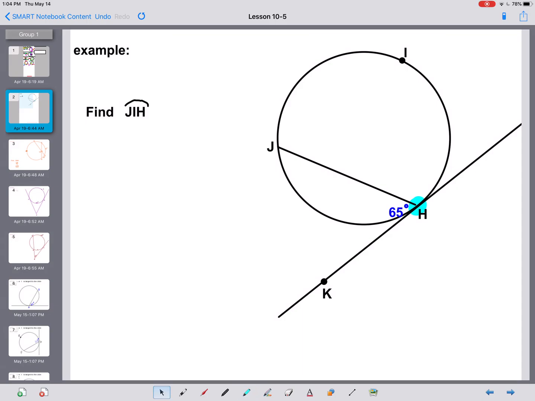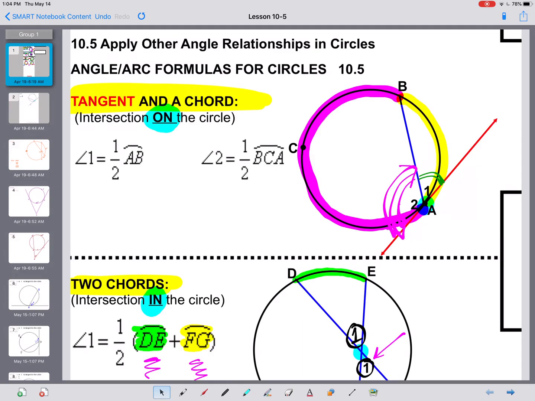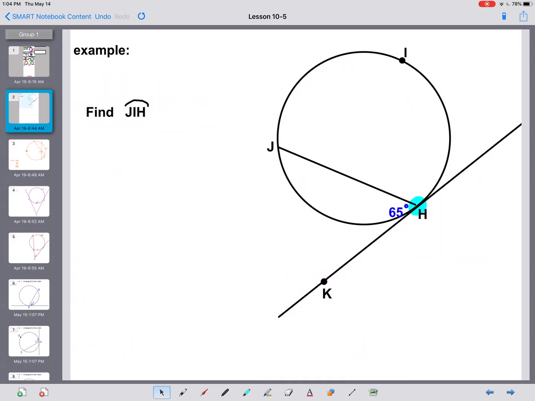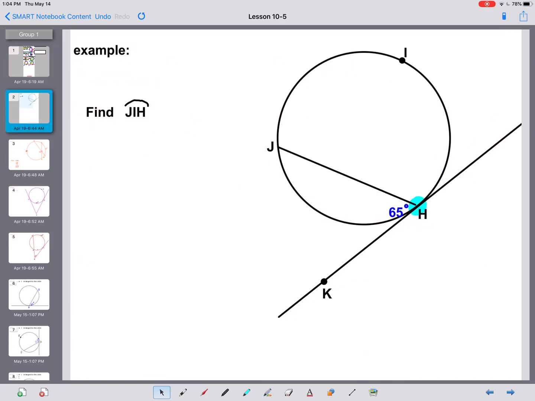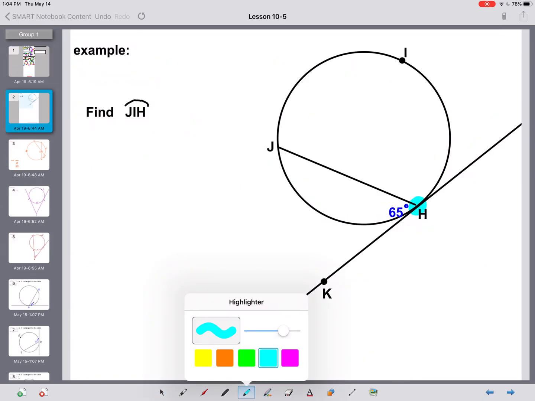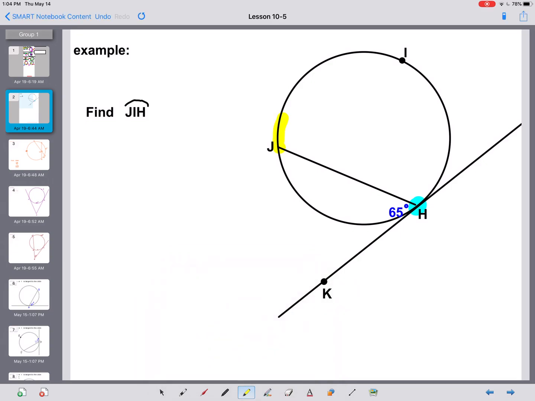Oh, I think that's our first formula. Let's go. Yep, there it is. A tangent and a chord. The formula is that the angle is 1/2 the arc that it opens up to. Let's go see what they want on our problem. Here it is. Find JIH. That's the arc that they want. They want this arc right here.